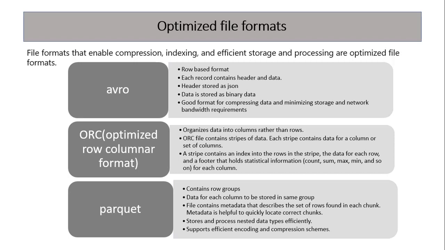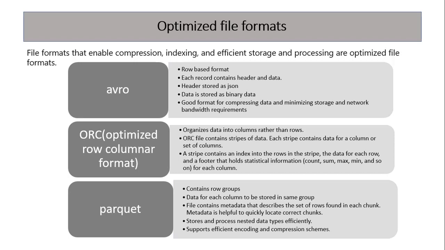Then the third format is the Parquet format, and this is another columnar data format, created by Cloudera and Twitter. This file contains row groups. Data for each column is stored together in the same row group, right? So for one column, it's stored in the row group. Each row group contains one or more chunks of data.